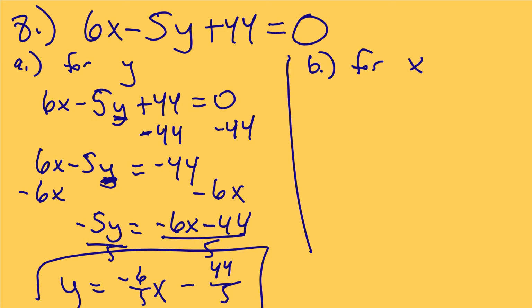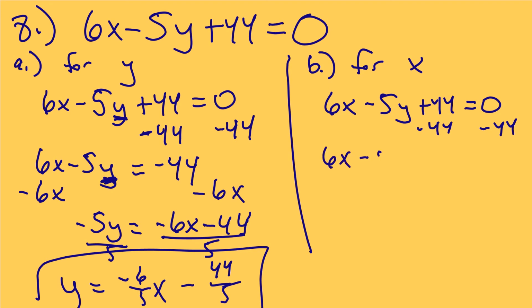Now, when I solve for x, I'm going to do it the same exact way. 6x minus 5y plus 44 equals 0. I'm going to subtract 44 first, because once I subtract 44, it looks like one of the problems I already knew how to do.